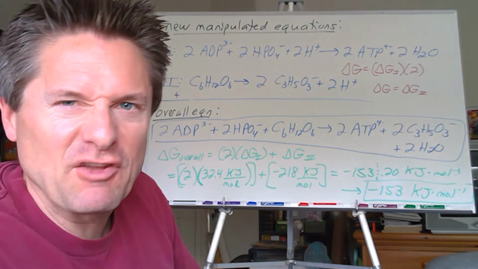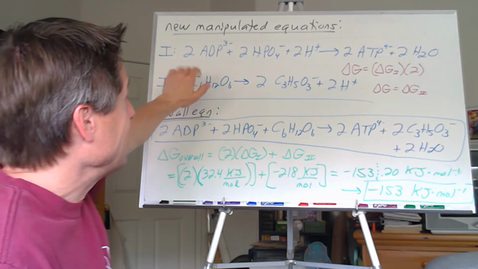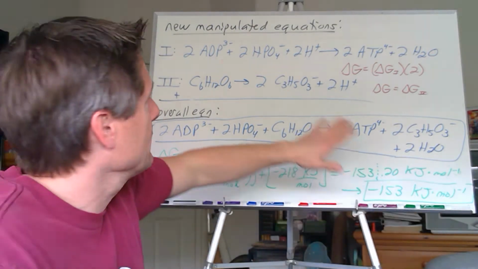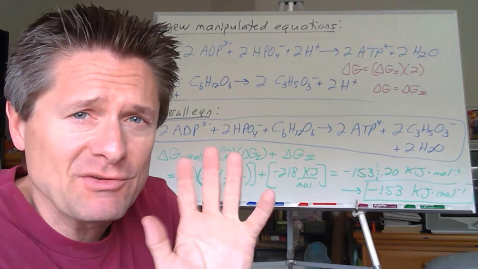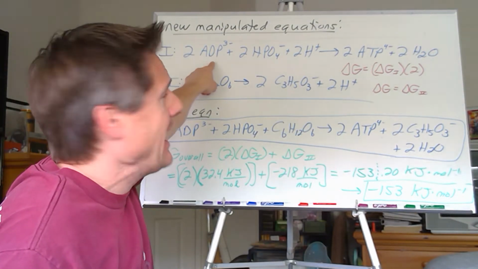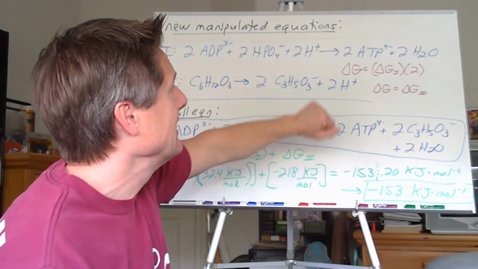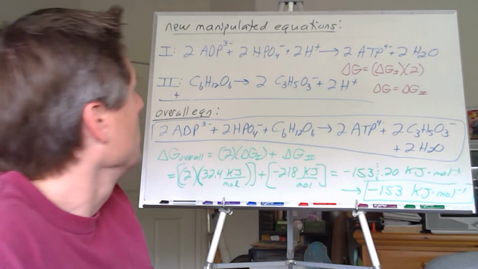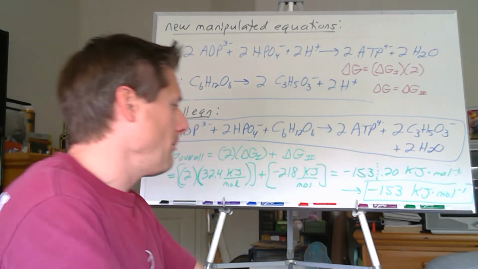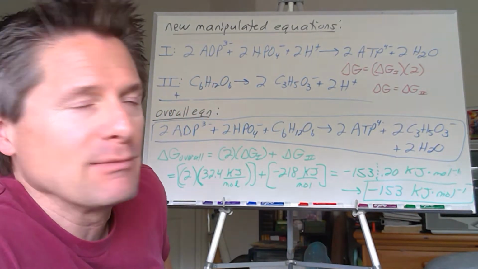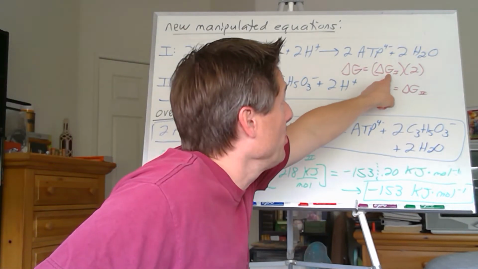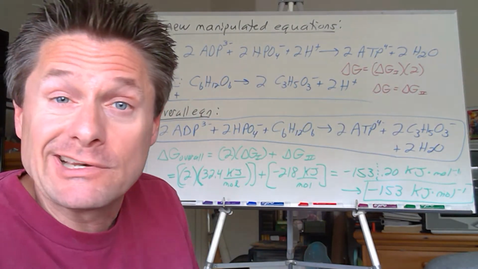This is a little easier than the first one, I think. All right, so I manipulated the equations. I took the first equation, no reversing, right? We just multiplied it by 2, so I get 2 of the ADPs plus 2 of the hydrogen phosphates plus 2 of the H pluses, giving me 2 ATPs plus 2 waters. Just multiplied everything by 2 across the board, which means, of course, we're going to multiply that delta G value by 2. It's an extensive property.